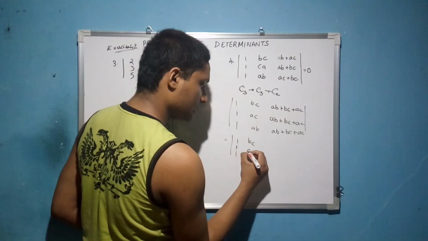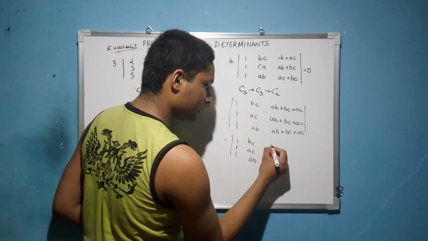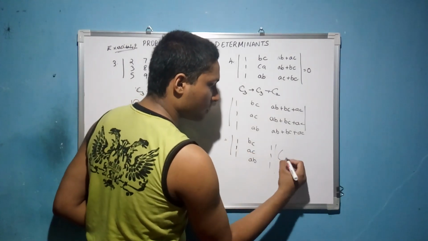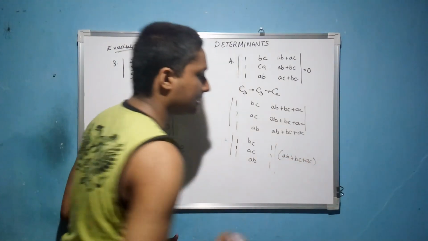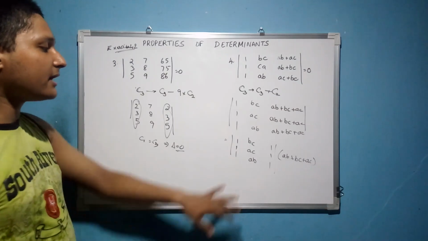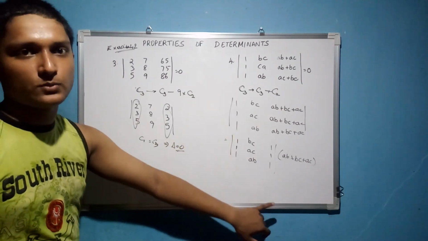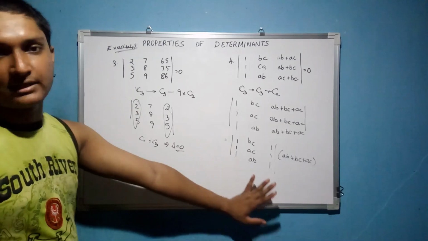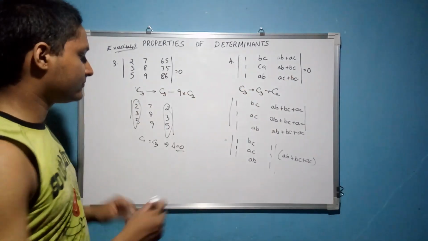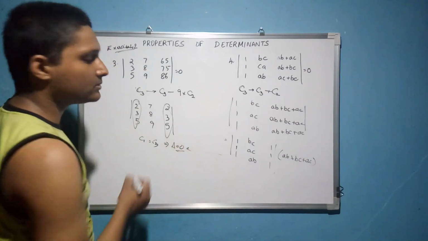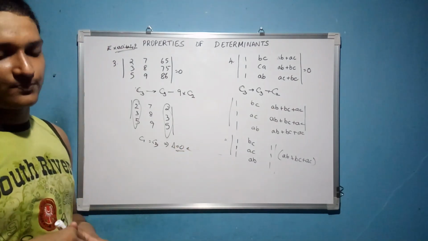Then BC, AC, AB, then 1, 1, 1. If I take common outside, that is AB plus BC plus AC taken common outside, we can find out that the first and the third column are going to be equal, that is 1, 1, 1 and all. So since they are equal, you can conclude that the determinant is going to be equal to 0.